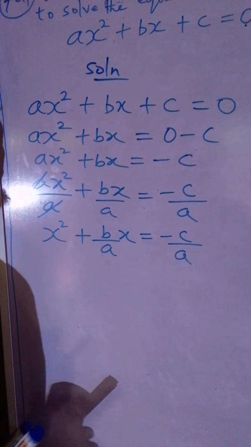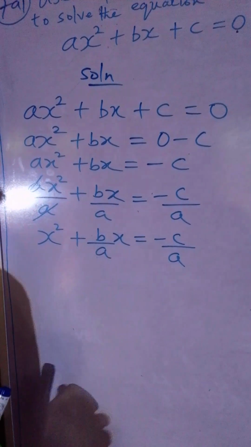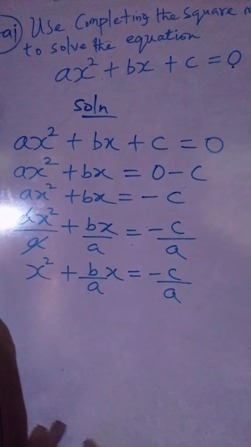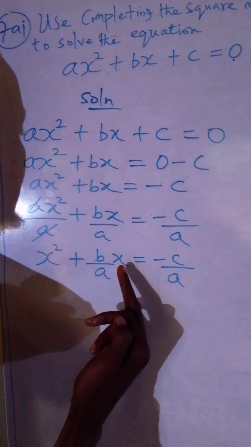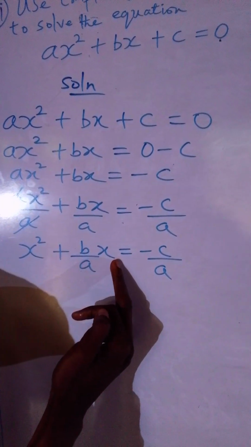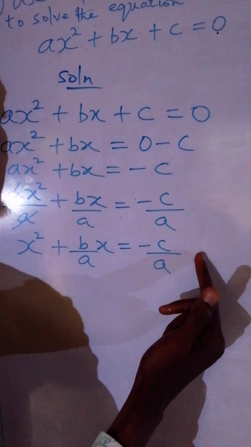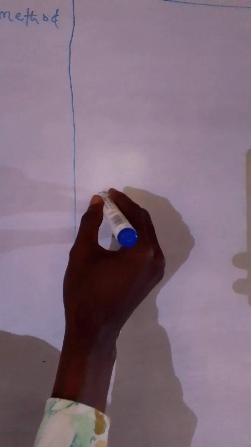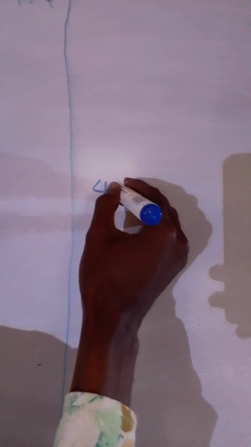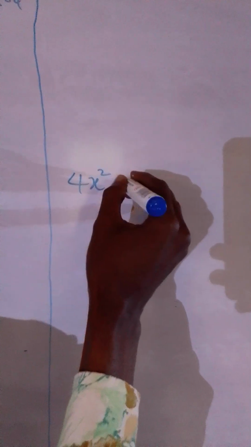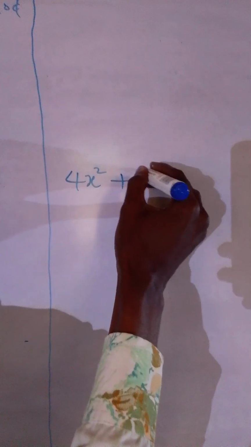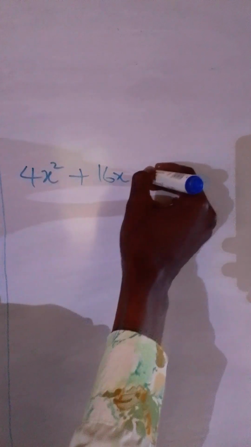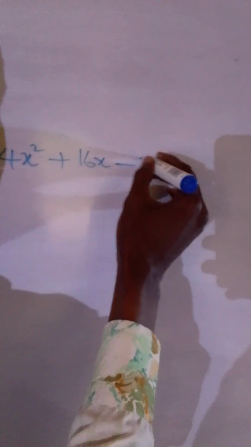Now step 3. Step 3 says add to both sides the square of half the coefficient of x. That's add to this side the square of half the coefficient of x, and add to this side the square of half the coefficient of x. Let me explain that. If you have something like 4x squared plus 16x plus minus 20 equal to 0.